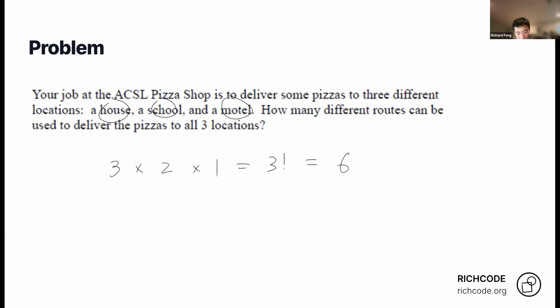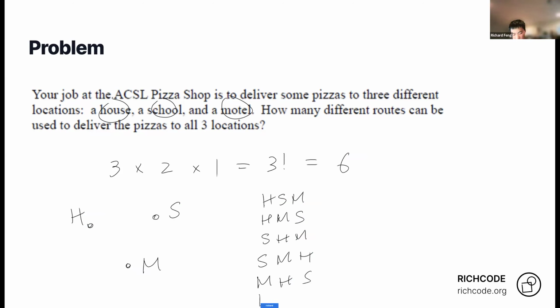Another way you could approach it is you can basically draw a graph, H for house, S for school, M for motel, and you can list out all the combinations. So HSM, HMS, SHM, SMH, and then MHS and MSH. So you will still have 6 different routes. So 6 is the answer.